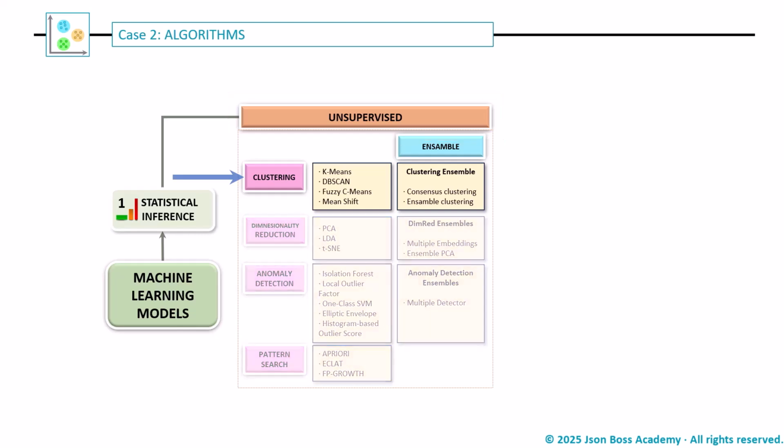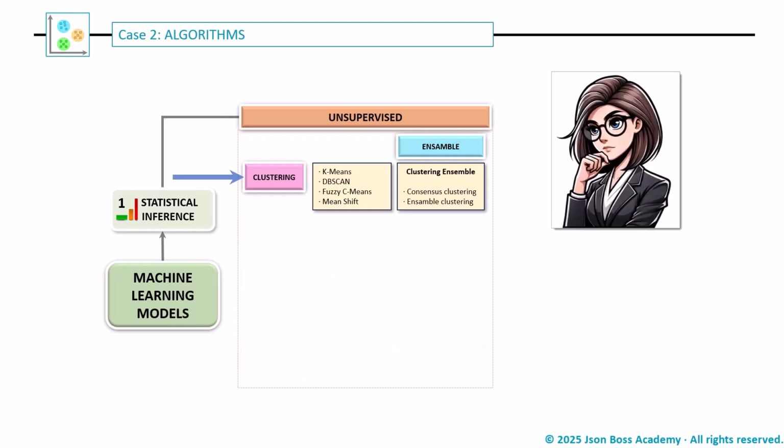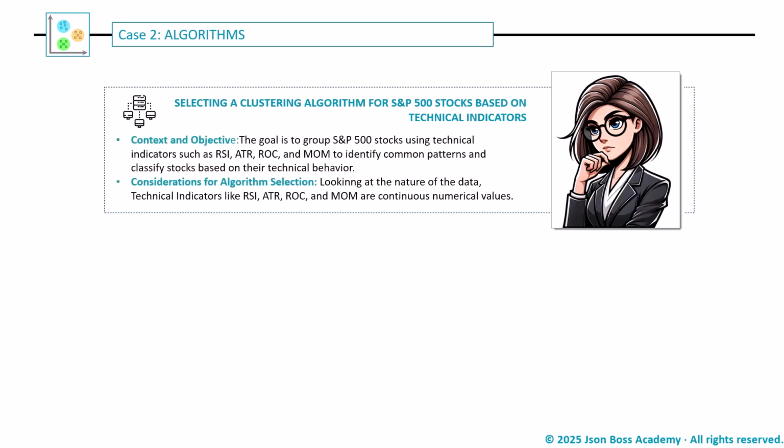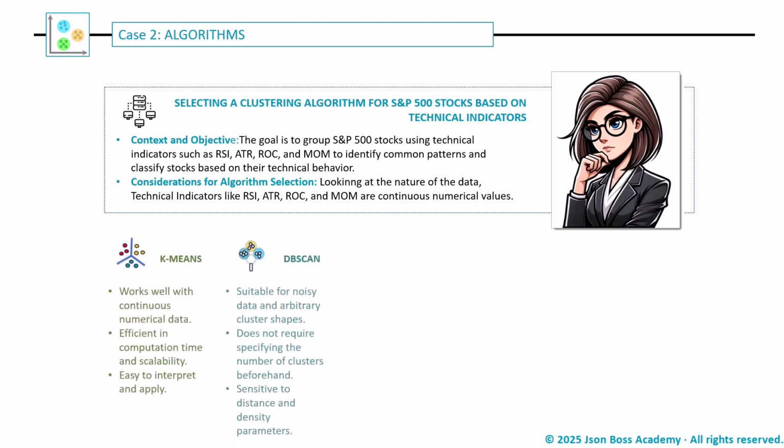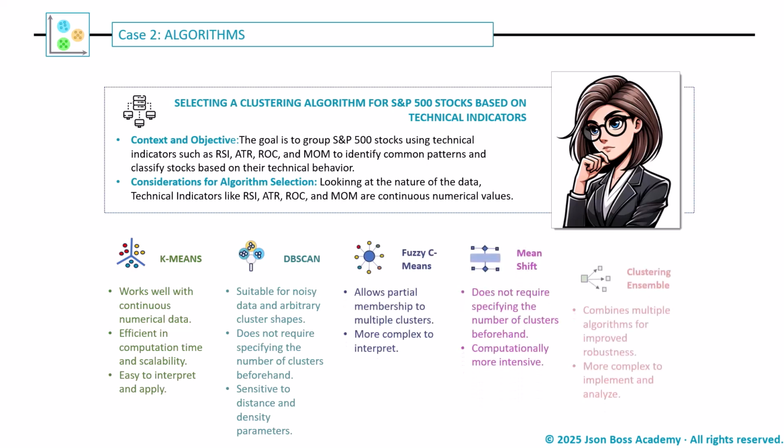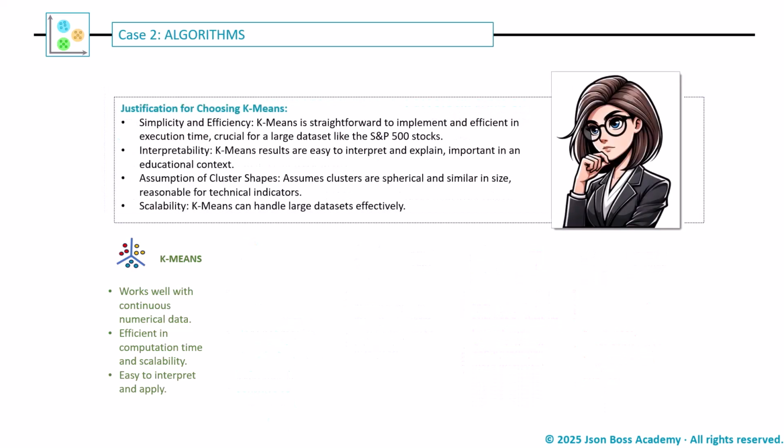In this case, Megan is responsible for building the model, and she faces the decision of which algorithm to use. She knows there are different algorithms for clustering, and each depends on the nature of the data and its distribution. After discarding DBSCAN and others, she thinks that k-means is the best choice. K-means works well with continuous numerical data, like technical indicators. It's efficient in computation time and scalability, and it's easy to interpret and apply. But we must establish the number of clusters as a hyperparameter.